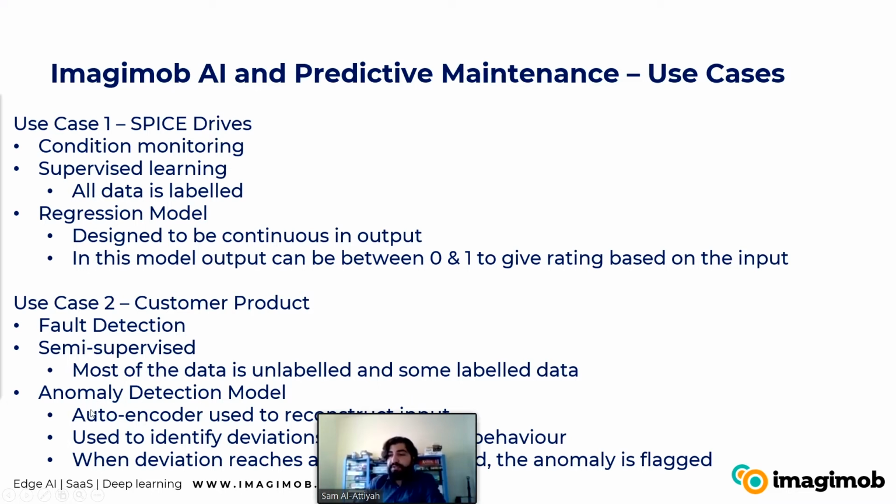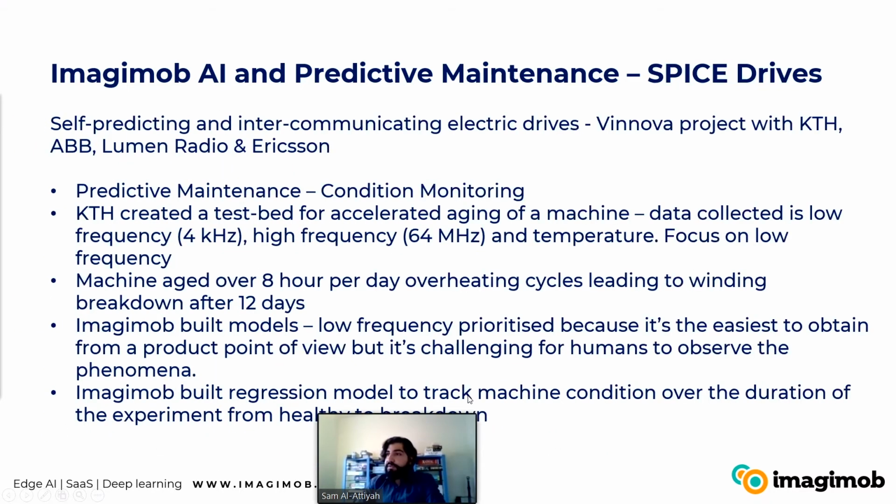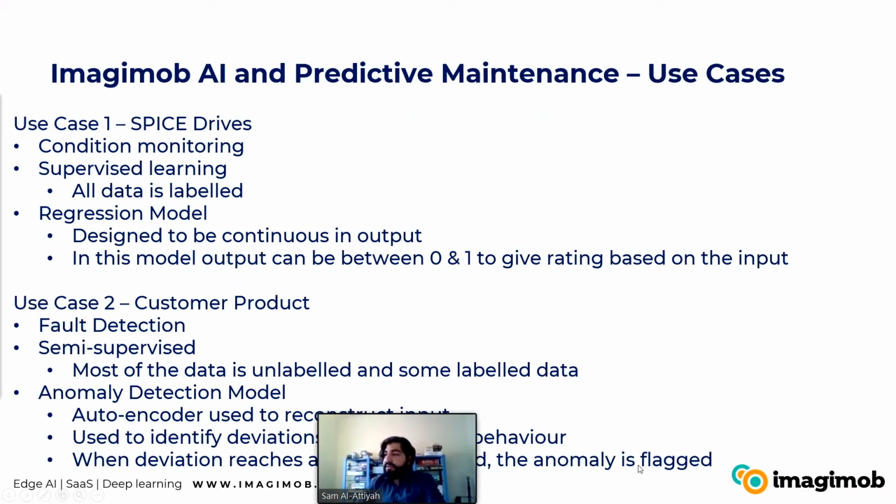In this anomaly detection, we use autoencoders to reconstruct the input, and we use the model to identify deviations from normal behavior. When you get sufficient deviation, then you can flag it as an anomaly.